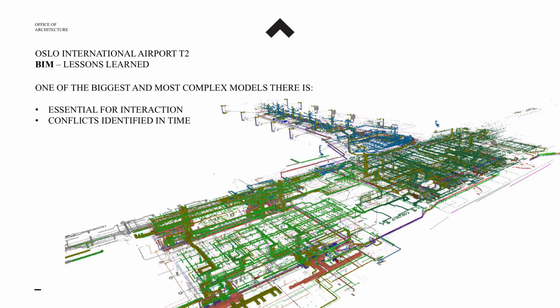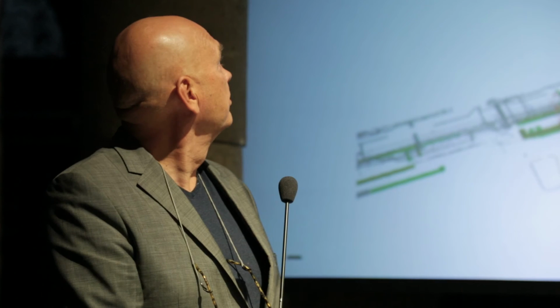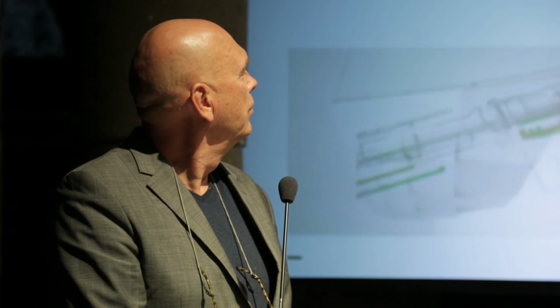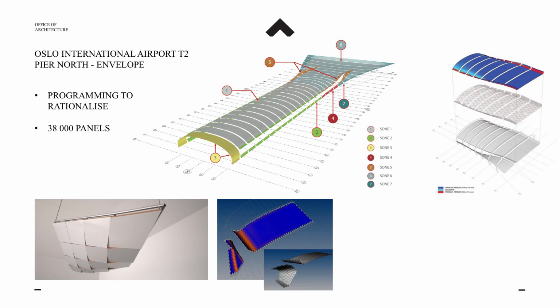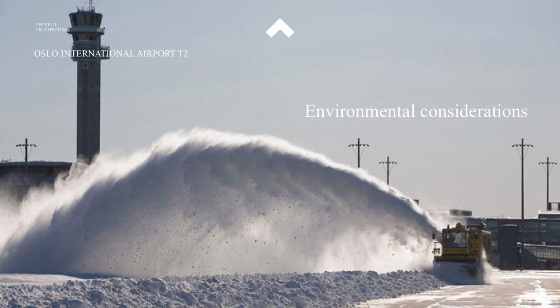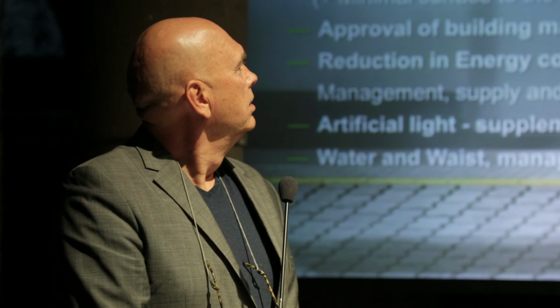This is probably one of the most complex models in the world. It allows you to do essential interaction and identifies any collisions during construction. We use different tools to shape the building, and we have to handle the different environmental considerations, like plus 30 degrees centigrade in the summer and minus 30 in the winter.